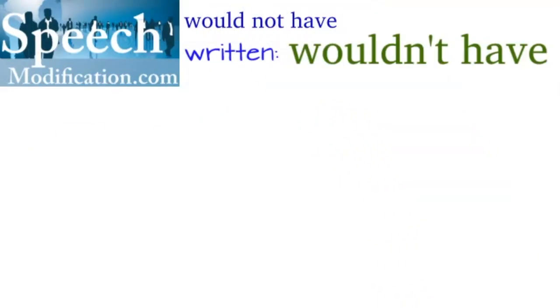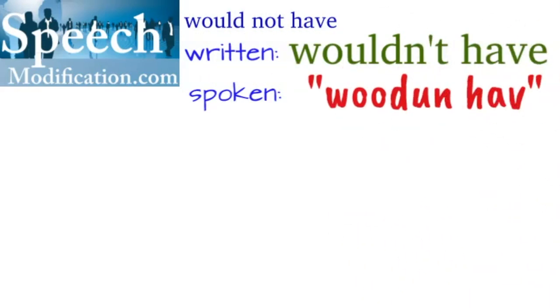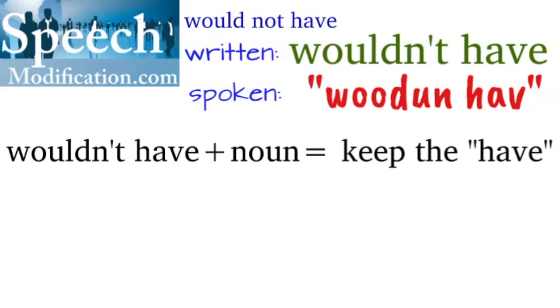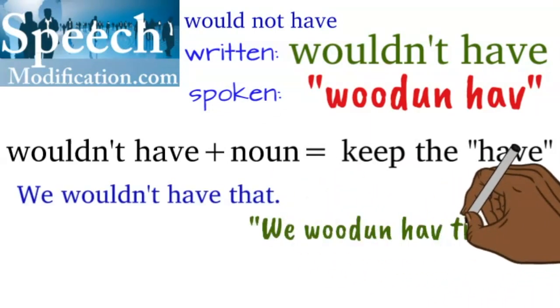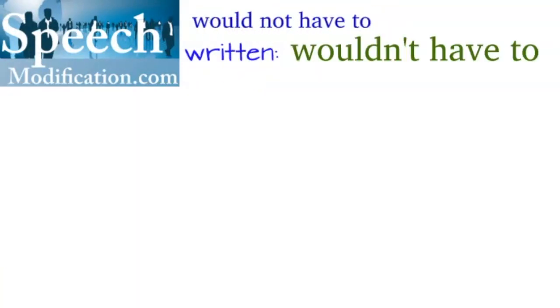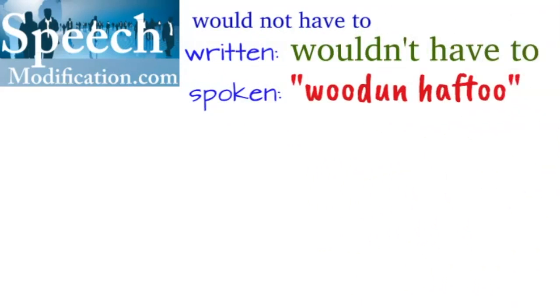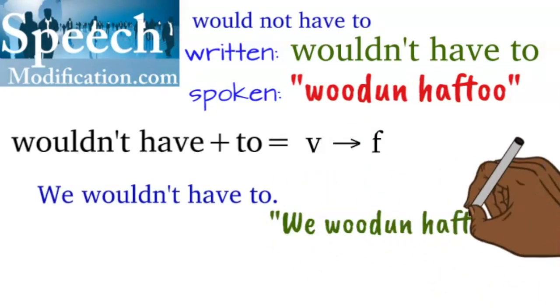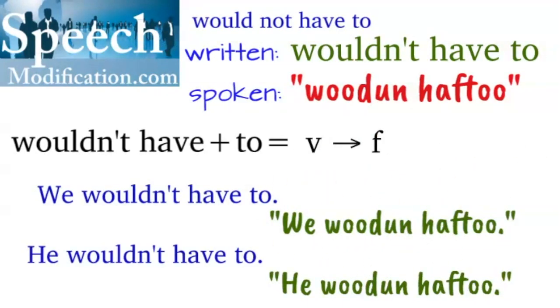We write wouldn't as a contraction in written language as well. Wouldn't have. When using this phrase with a noun, we keep the have. We wouldn't have that. He wouldn't have time. When saying would not have to, we write wouldn't have to. Wouldn't have to. In this phrase, the v sound becomes a f sound. We wouldn't have to. He wouldn't have to.